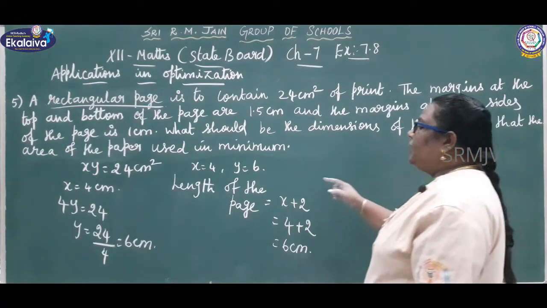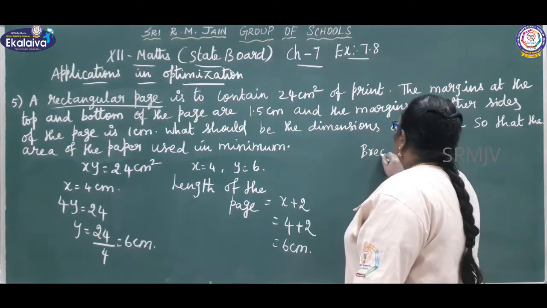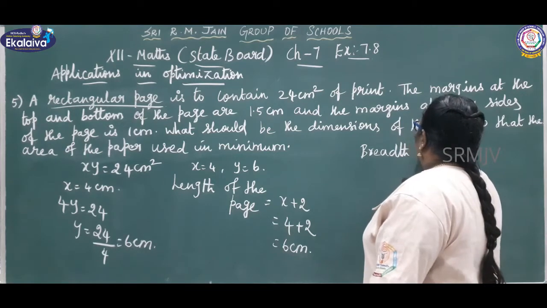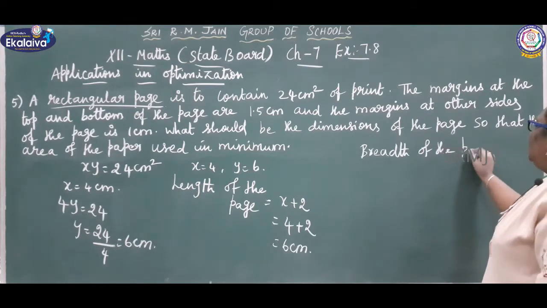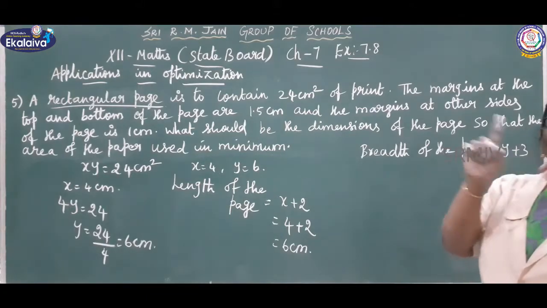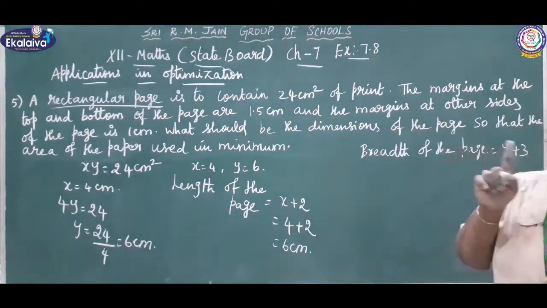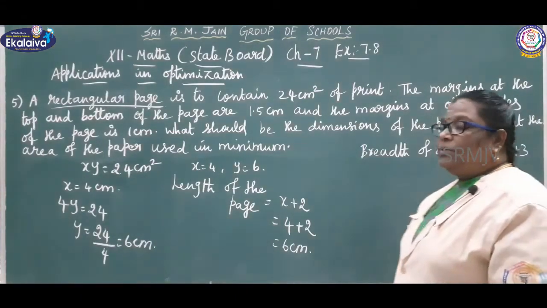Length of the page equal to 6 centimeter and breadth of the page equal to y plus 3, because the full page is inclusive of the side margin. Breadth of the page equal to y plus 3. What is the value of y? Y equal to 6. So, it gives 6 plus 3 equal to 9 centimeter.